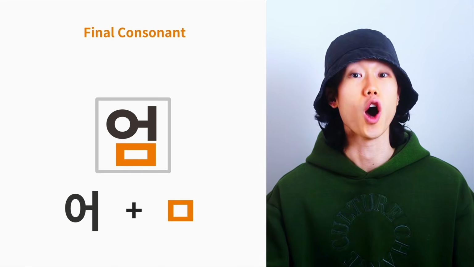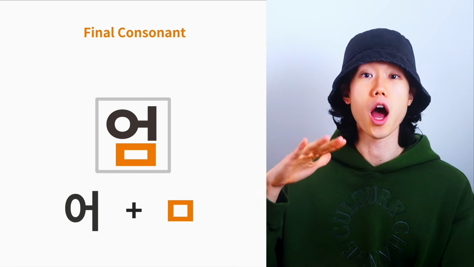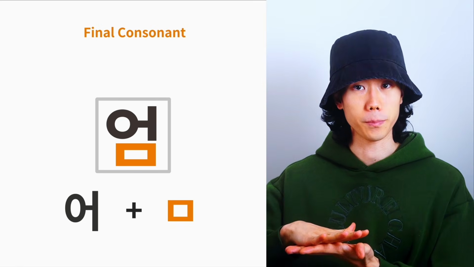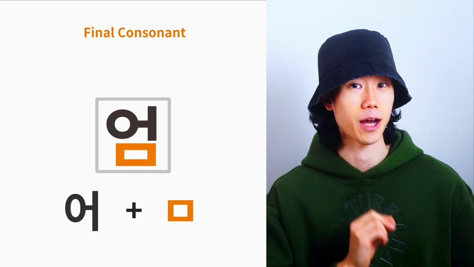Next, when mu sound consonant comes to the final consonant in the syllable block. So, all plus mu sound consonant. So, all, mu. Just add mu sound at the end.